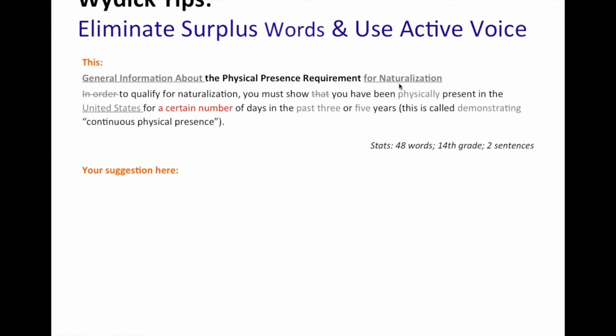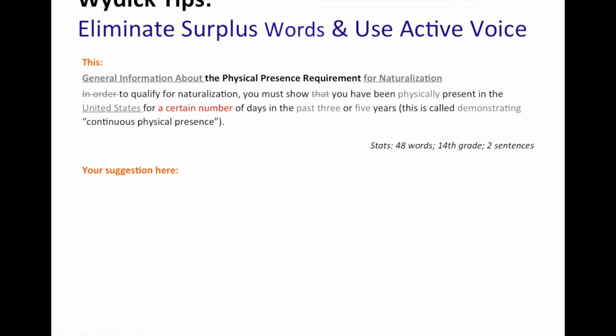And how about naturalization? If this text is in the middle of a document about naturalization, do we need to say that word again and again? How about saying citizenship instead? Here's another example. What about the United States? US is much shorter and is very standard.